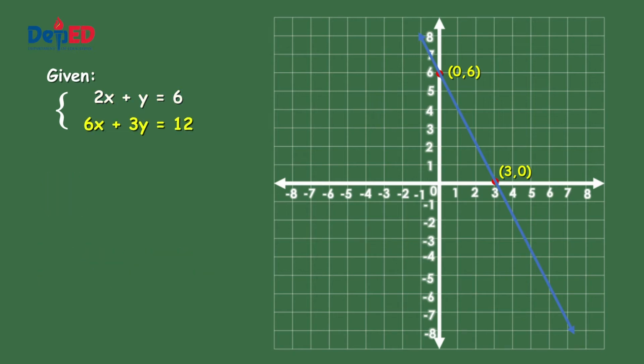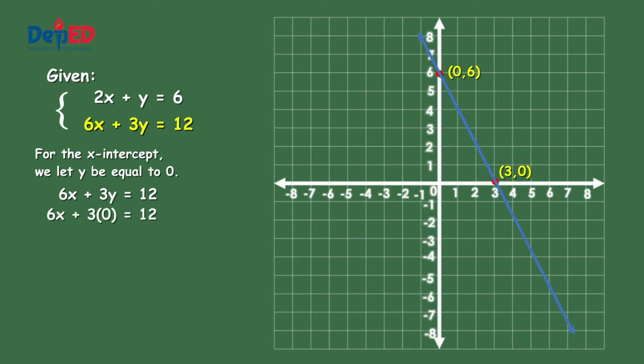Next is the other linear equation in the system, 6x + 3y = 12. Again, since it is in standard form, it would be easier to find the intercepts. Let y equal 0 to get the x-intercept. By substitution, the equation 6x + 3y = 12 becomes 6x + 3 times 0 = 12. This gives us 6x = 12, or simply x = 2 when dividing both sides by 6. So, the first ordered pair is (2, 0).